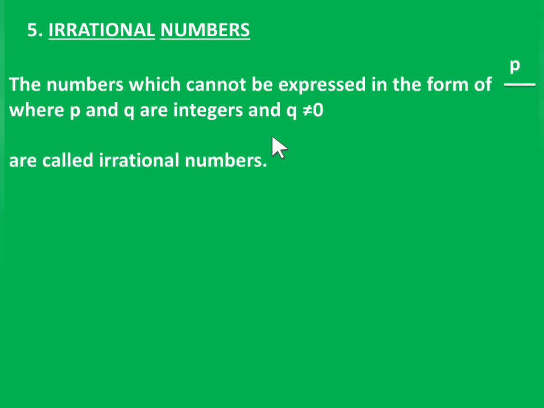Number 5, irrational numbers. The numbers which cannot be expressed in the form of p by q, where p and q are integers and q is not equal to 0, are called irrational numbers. Examples: root 2, root 3, root 5, 0.10110111011110, or non-terminating non-recurring decimals, are called irrational numbers.